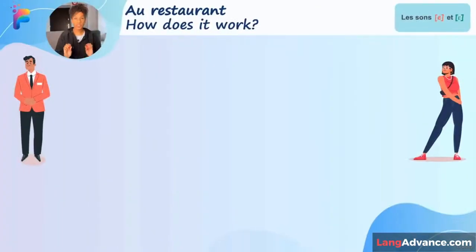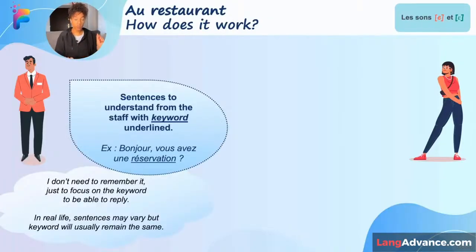How does it work in this part of the PowerPoint? Because now we're going to have two different sets of vocabulary. You're going to have the sentences from the waiting staff, the waiter and the waitress, and then there will be your part. When it comes to the blue part, the waiting staff part, you don't need to remember everything. What you need to memorize is the keyword which will be underlined. So for example, in a sentence such as Bonjour, vous avez une réservation? Here, the word that you need to remember is une réservation. This is your keyword and it's underlined.